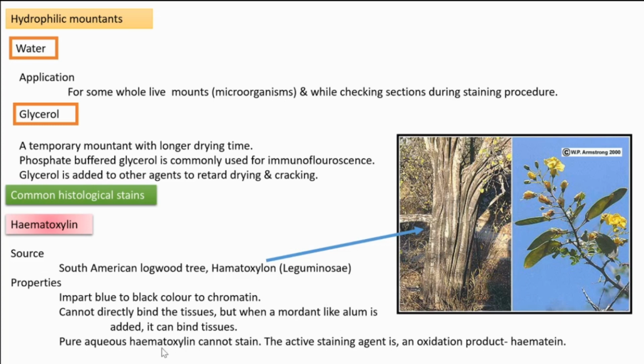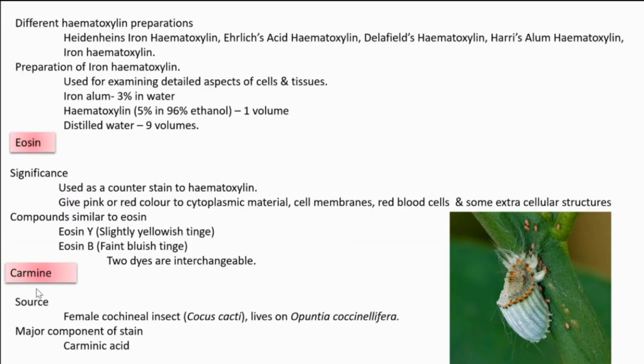And the next property is that pure aqueous hematoxylin cannot stain anything. But actually the staining compound is called hematin. It is the oxidation product of hematoxylin. Okay. Then we have learned the source and its properties. Next slide. Different hematoxylin preparations.